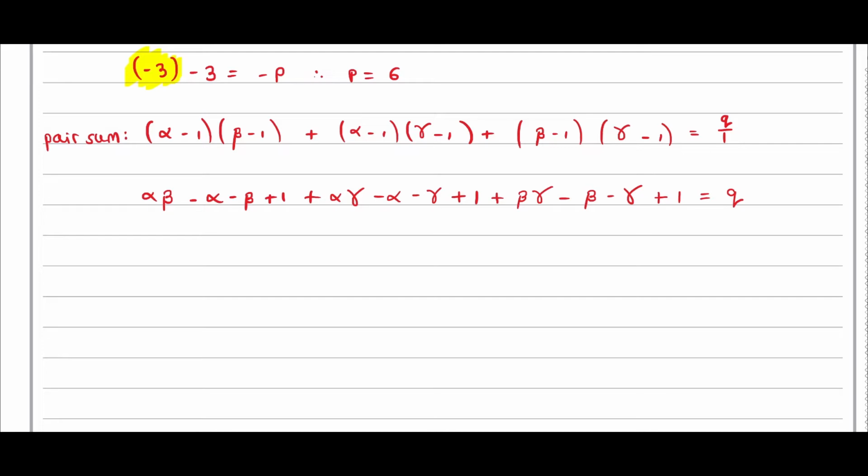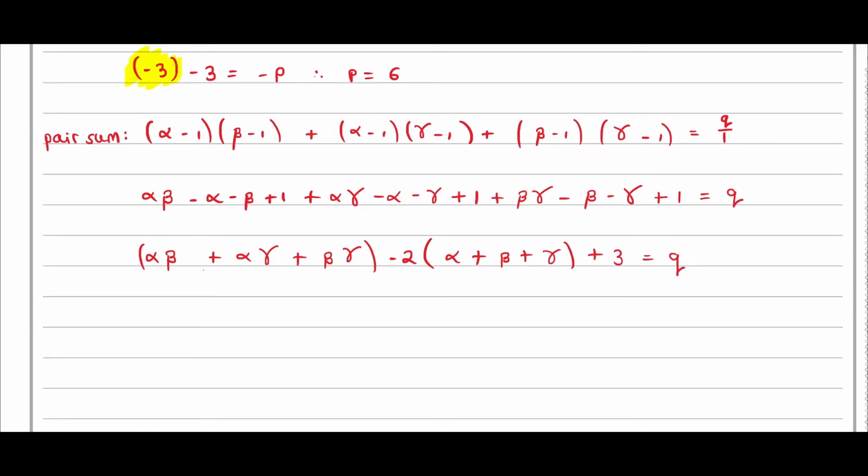So we have alpha beta, alpha gamma, and beta gamma. Let's just write that down. We have alpha beta, alpha gamma, and beta gamma. And then we have minus alpha minus beta, minus alpha minus gamma, minus beta minus alpha. So we have minus 2 lots of alpha plus beta plus gamma. And then we have 1 plus 1 plus 1, which is 3. And all this is equal to q.